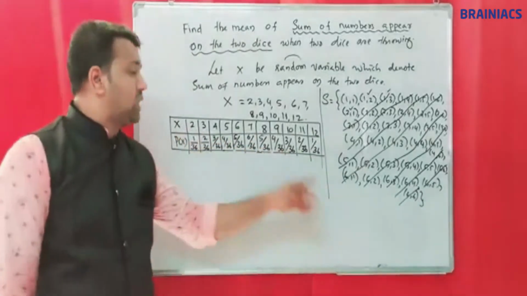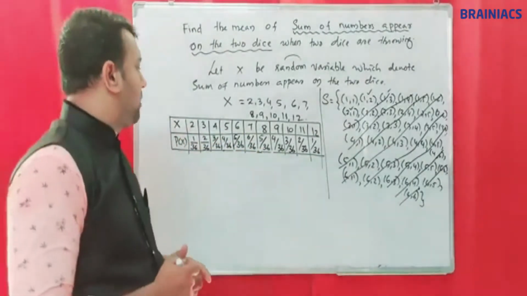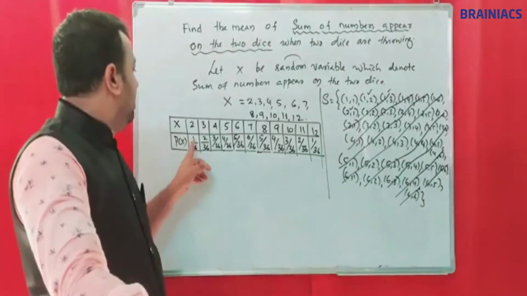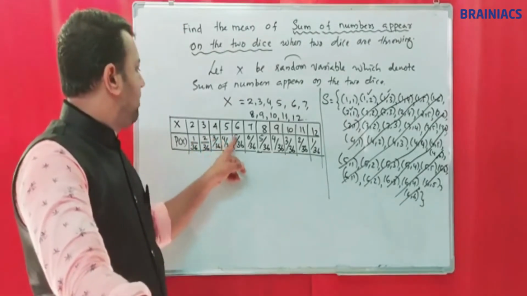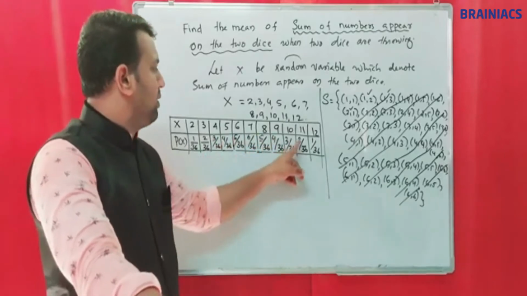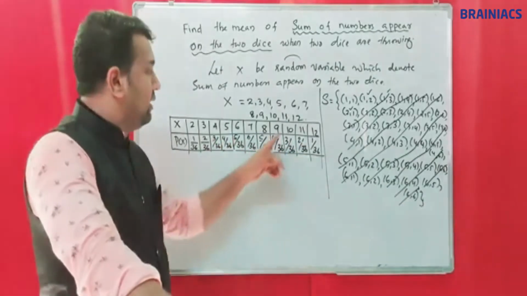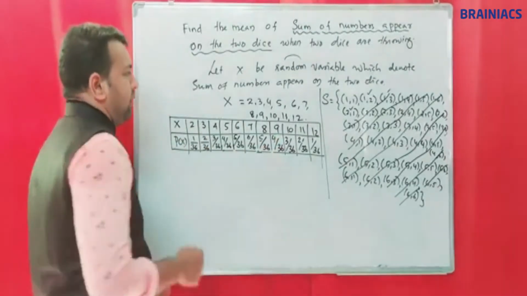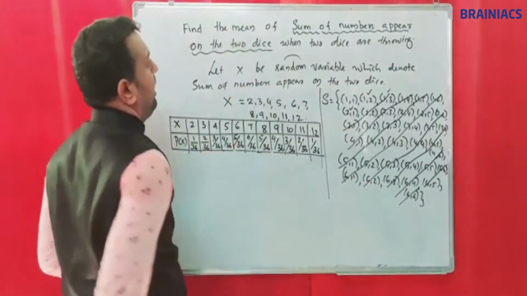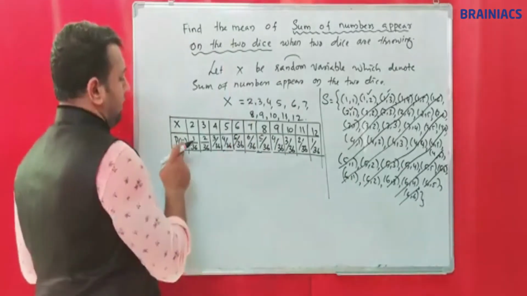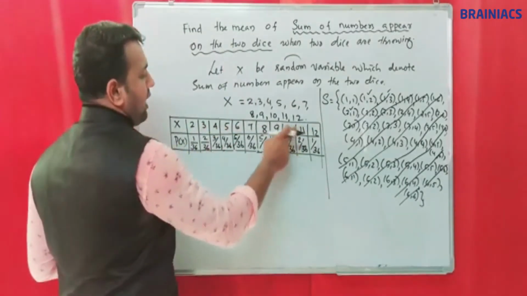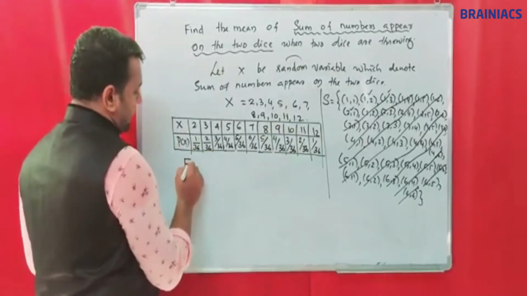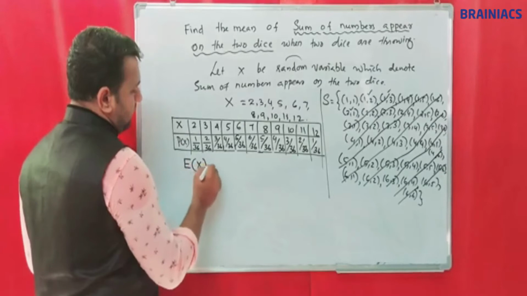By adding these probabilities, we get the value, what? 1 plus 2 plus 3 plus 4 plus 5 plus 6 plus 5 plus 4 plus 3 plus 2 plus 1, we get 36. 36 by 36, the answer is 1. Okay, and we have to find out the mean of the sum of numbers. So find out the mean of this random variable. Mean of this random variable, we get expectation of x, means mean of x.